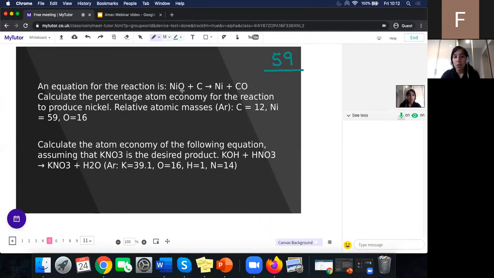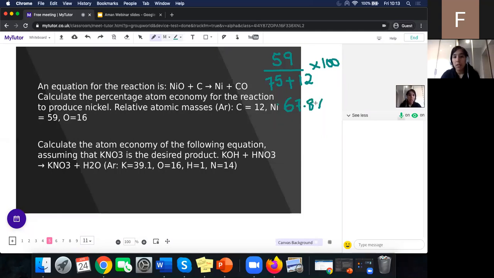So NiO will be 59 plus 16, which is 75. And then C, which is 12. So 59 divided by 75 plus 12, times 100. So what is the atom economy of this reaction? Yep, 59 divided by 87 is correct. So what's the atom economy then? Okay, 67.8%. Excellent. All right, let's do the second question.